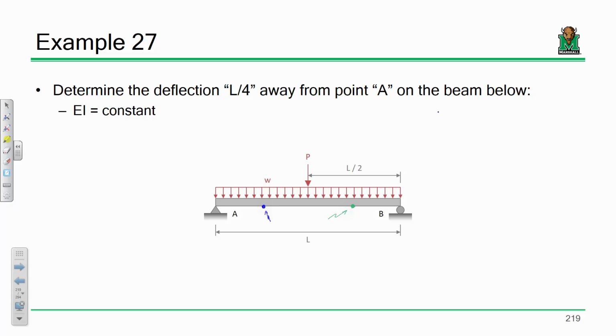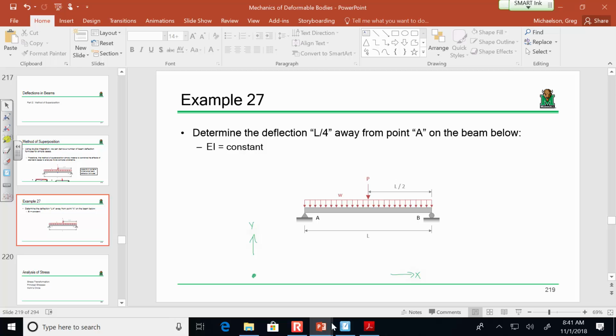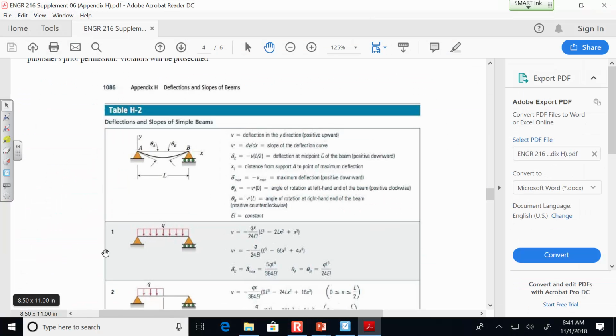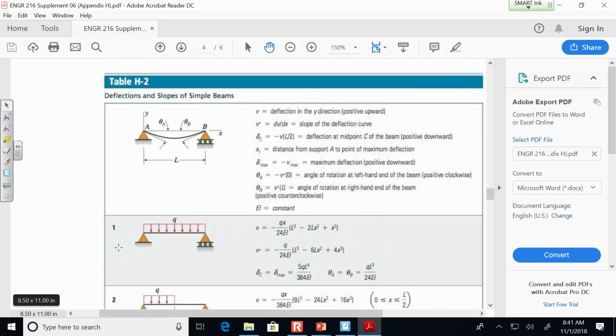As soon as those loads move or the geometry of the beam changes, then that isn't going to be the case. But for our problem, this is highly symmetric. So if I go to table H2, the first thing I'm going to do is look at table H2, and I'm looking at case number 1.